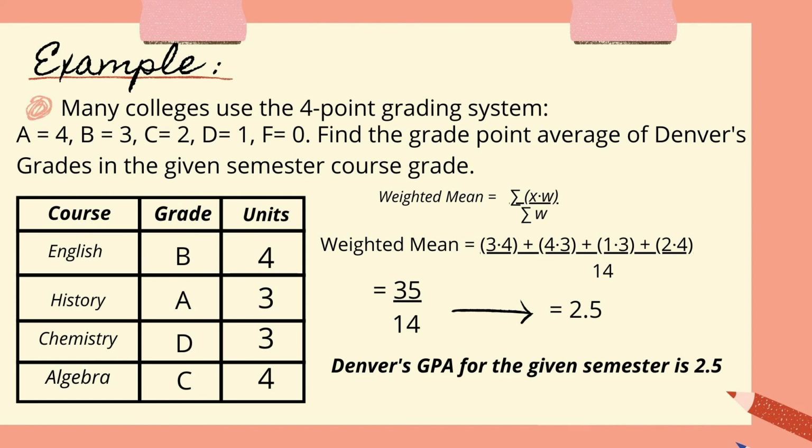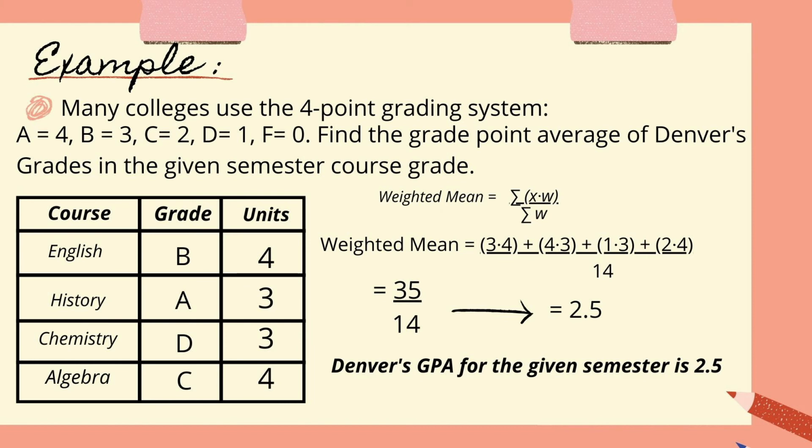So we have our formula there, the summation of x times w over the summation of w. We're going to substitute x as the grades and w as the units. Thus, we get 3 times 4 plus 4 times 3 plus 1 times 3 plus 2 times 4 over 14. Where did we get the 14? Denver has 14 units in the semester.